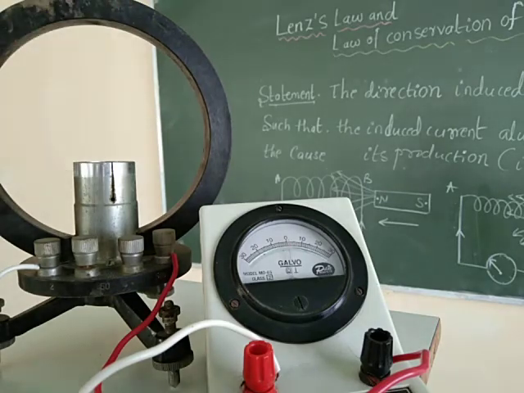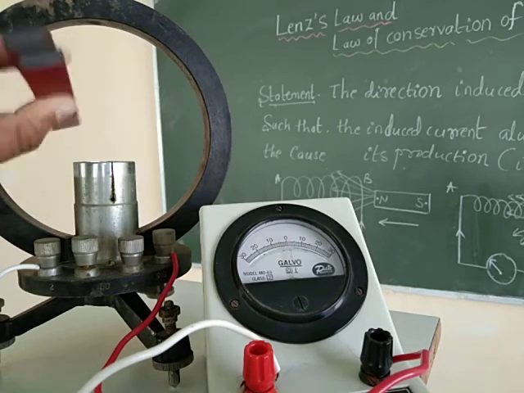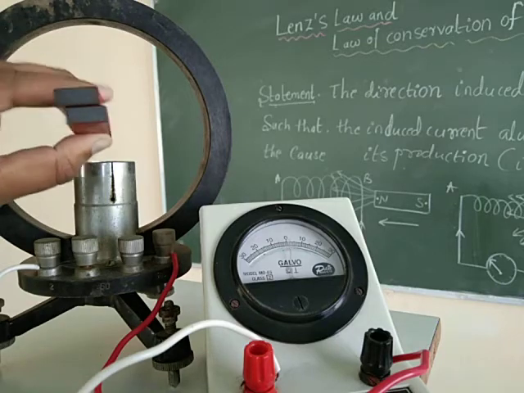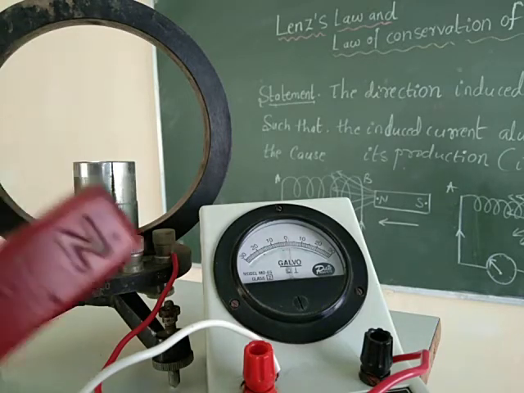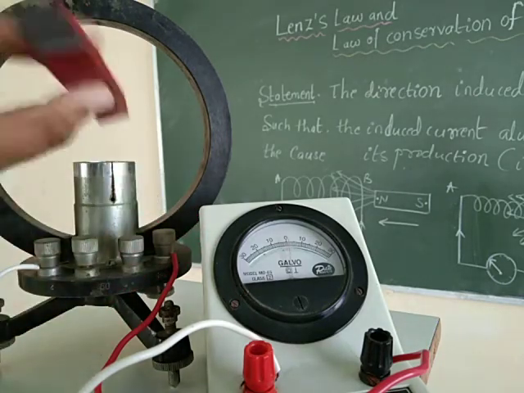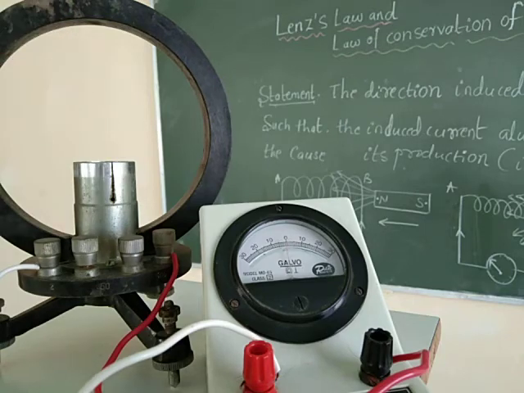You can observe here. So now let us understand why the deflection, that is the direction of the current, changes. Let us understand Lenz's law. Just observe here, I am moving the N pole towards and away. I am moving the N pole of the bar magnet.